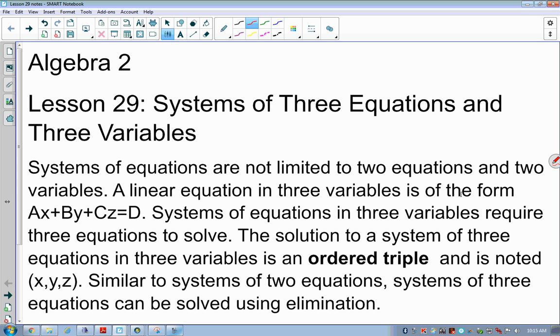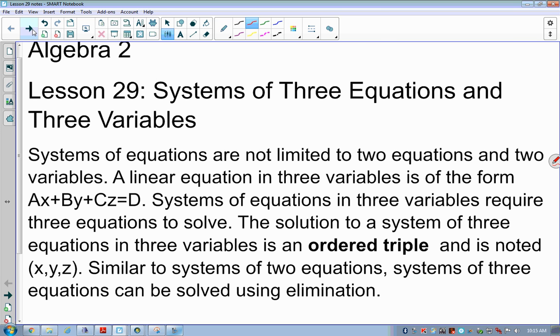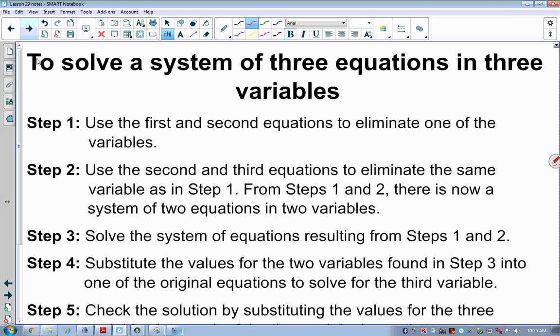Similar to two equations, systems of three equations can be solved using elimination. And they give us a process for going about this. So this is the 5-step process for solving this if we were to solve it with pencil and paper. We're going to do at least one of these with pencil and paper, and at least one of them, probably the same one, I'll show you how to do on your graphing calculator, okay?